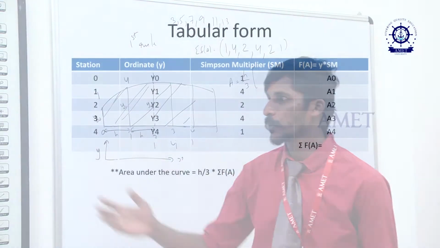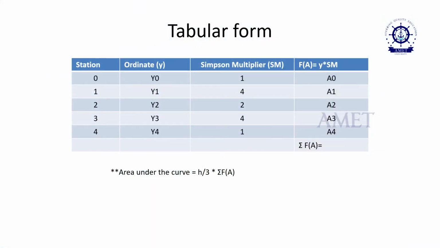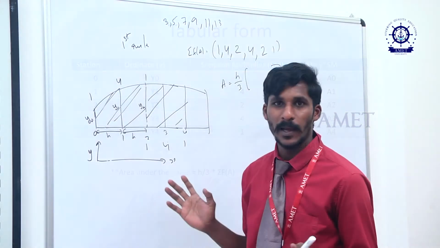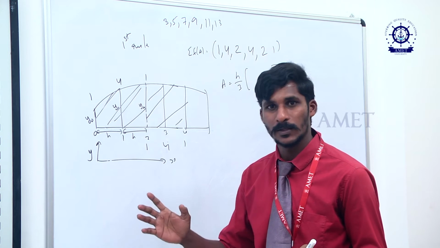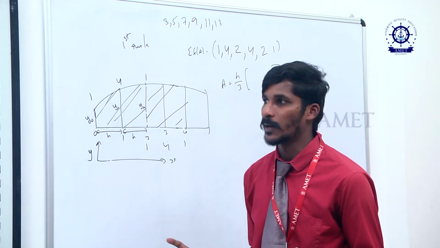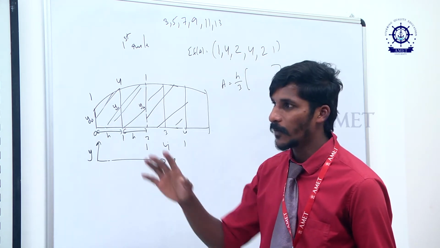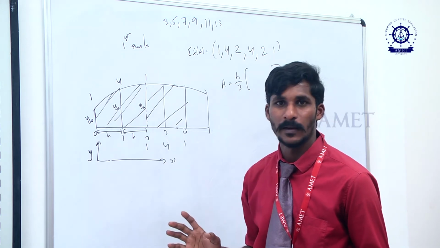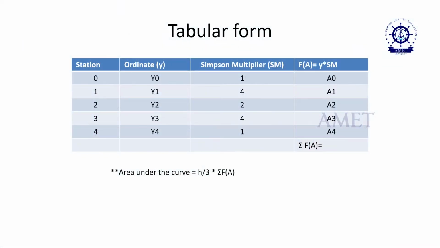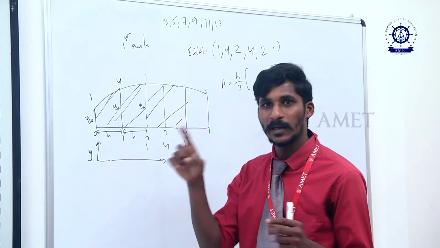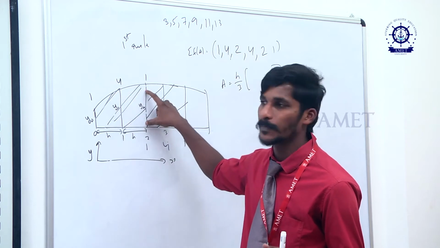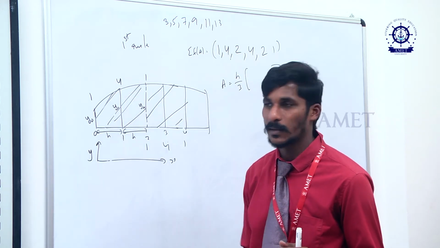Now if you see our tabular column, the first thing you have to represent is how many ordinates. I told you that to find the area under the curve, the first requirement is an odd number of ordinates. If you see on the board, we have 5 stations, 0, 1, 2, 3, 4, so it represents 5 ordinates, and each ordinate value is known, y0, y1, y2. If you know a particular water plane or curve, you will know each point value, and that value will be represented in the tabular column.